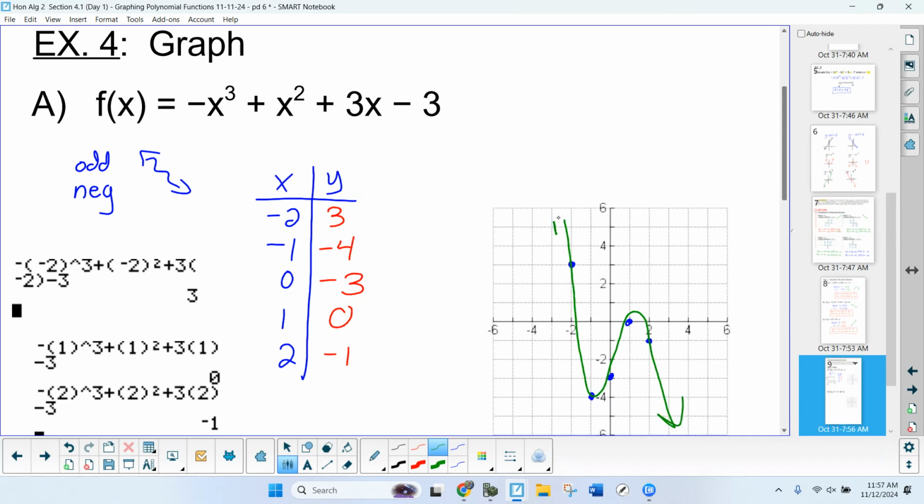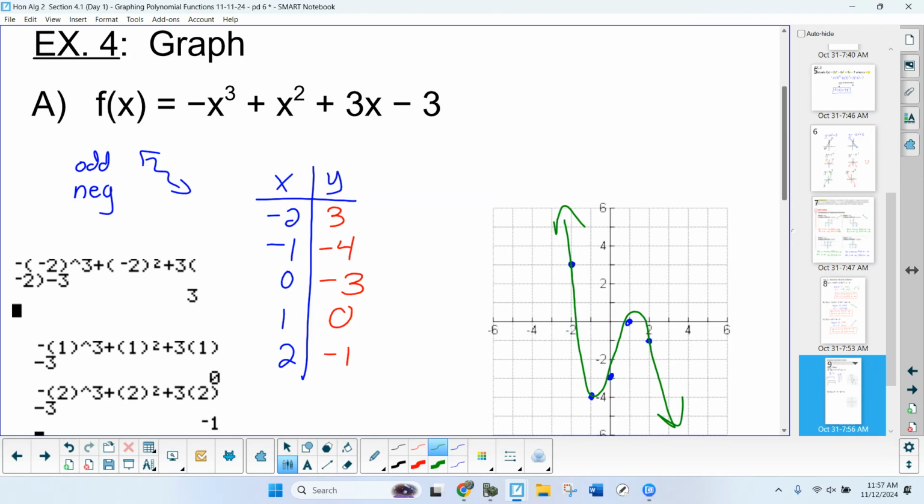Now, do I know the exact heights of these humps? Nope. Those are called local mins and local maxes. We will get there with those. We're not there yet. But between this table of values and your end behavior, I can get the general curve of this graph.